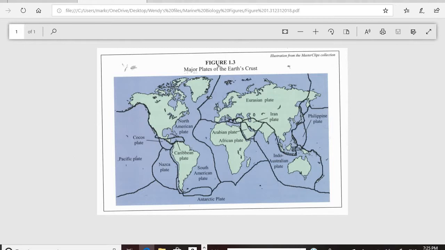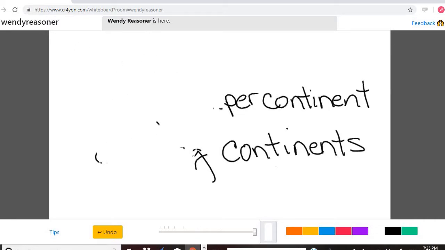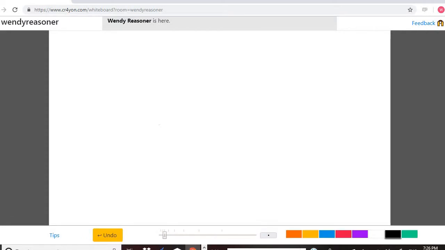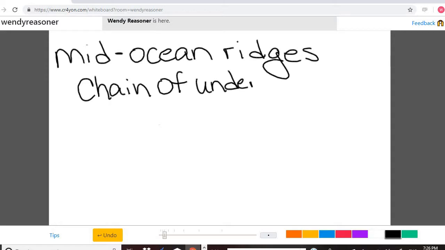And where these plates come together, you essentially have one of two things that can occur where those plates meet up with each other. One thing that can happen is that you can have mid-ocean ridges. So you can have these ridges that are present in the oceans. And so basically what you get there is a chain of underwater volcanoes. So again, this is where those plates come together.